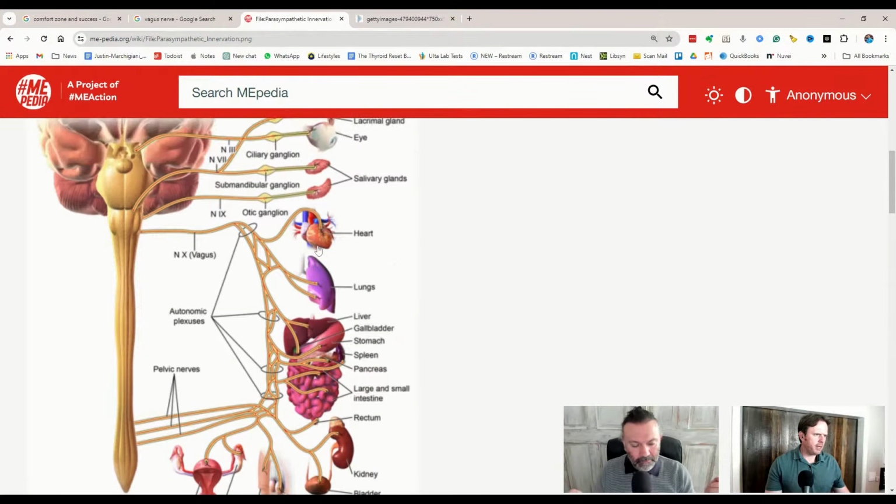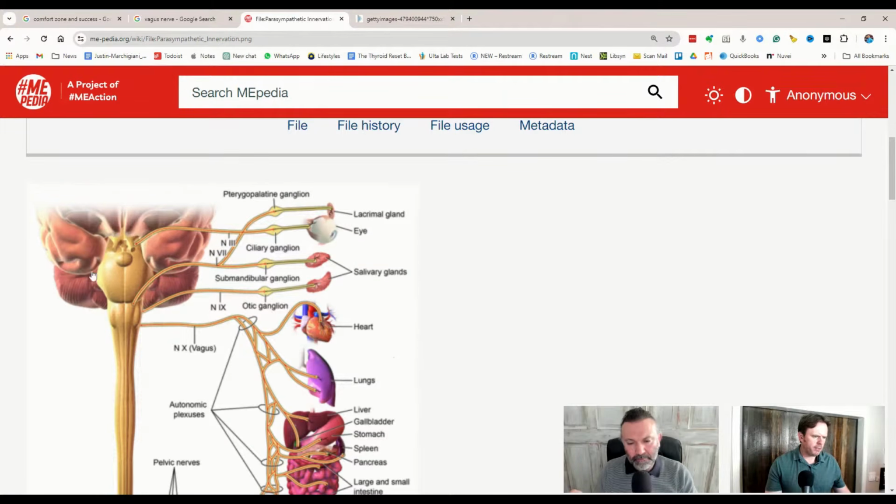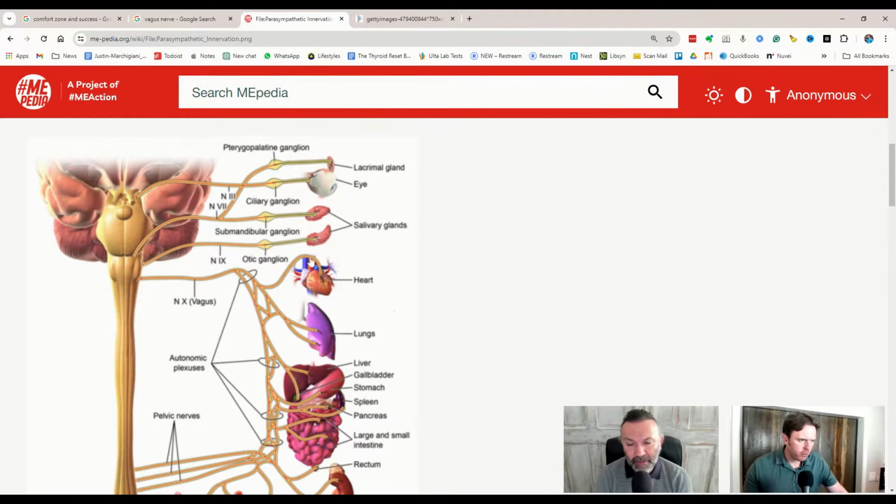So you can see out of the gate, the vagus nerve starts at the brainstem right here. Number 10, cranial nerve right here. And the vagus nerve, literally, vagus means the wanderer. And so you can see it wanders throughout the body, meandering.